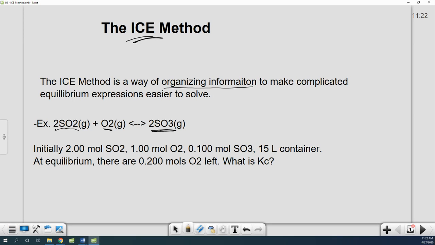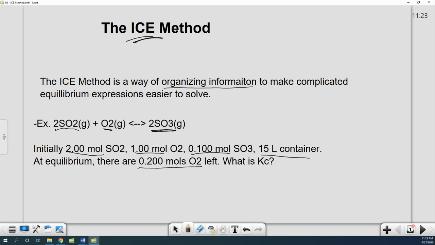Initially, you've got 2 moles of SO2, 1 mole of O2, 0.1 moles of SO3. You know it's in a 15-liter container. So you let it sit for a while, and at equilibrium, there are 0.2 moles of oxygen left. What is your equilibrium constant?